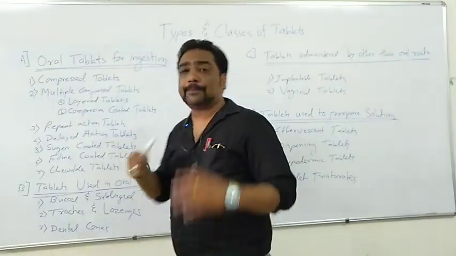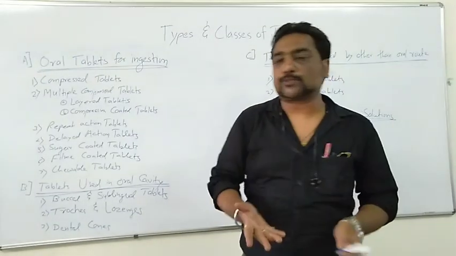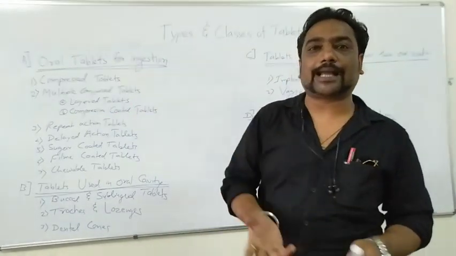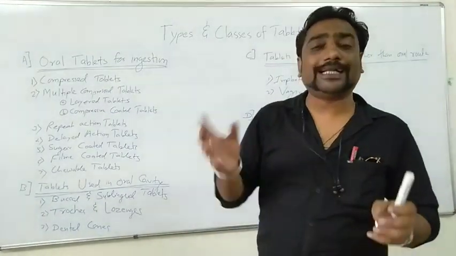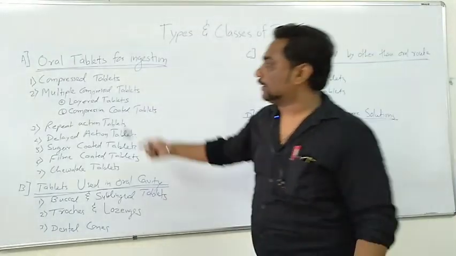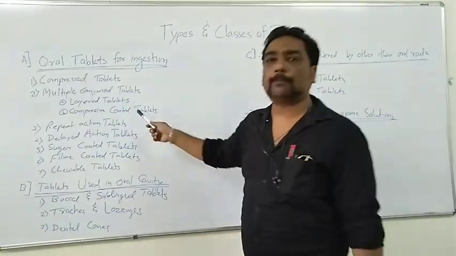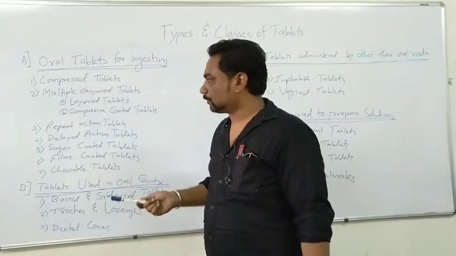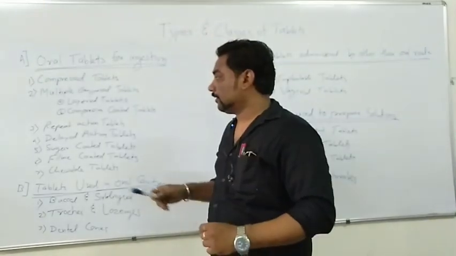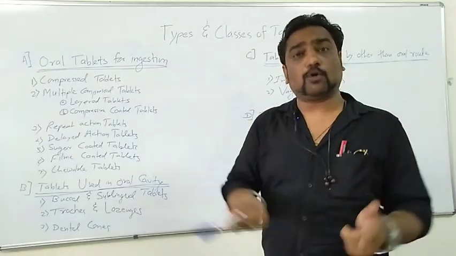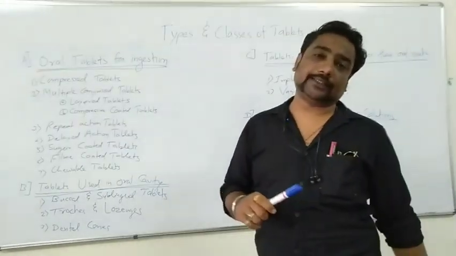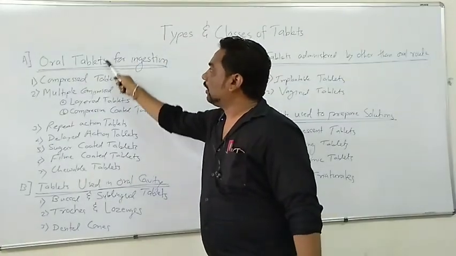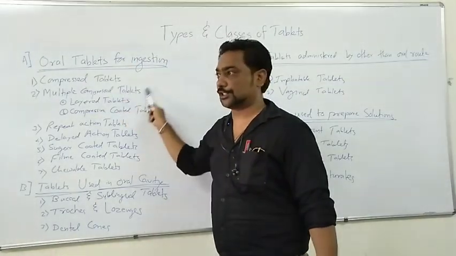Then second class is multiple compressed tablets. Name itself indicate they are compressed multiple number of times. Then they are having 2 examples: layered tablet and tablet within tablet, or compression coated tablet. These are subtypes: layered tablets and compression coated tablets. Then certain other examples are there: repeat action tablet, delayed action tablet, sugar coated tablet, film coated tablet, and chewable tablet. So all these 7 categories will come under the tablets which are used for oral ingestion.